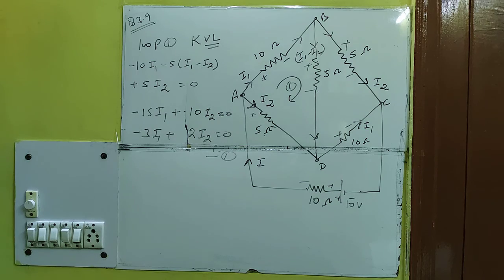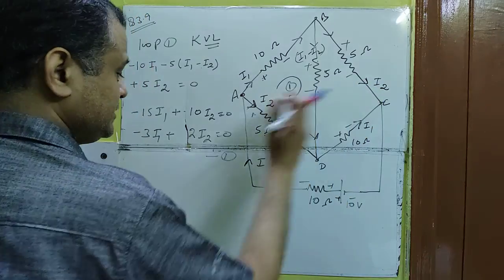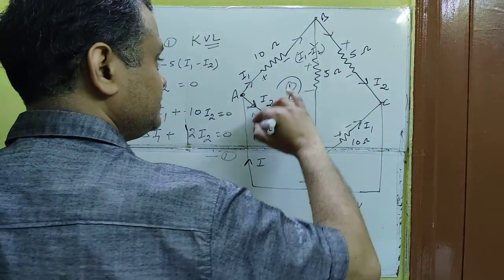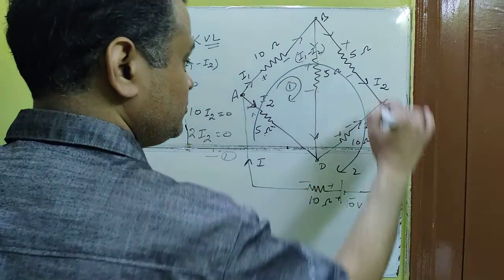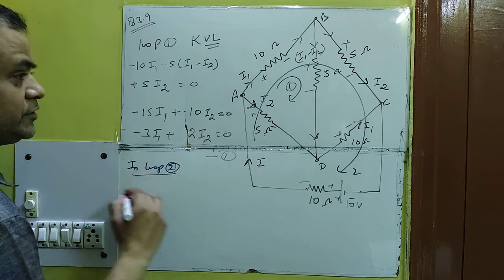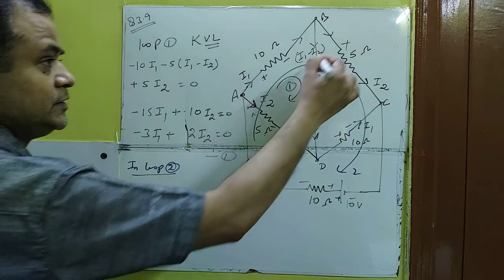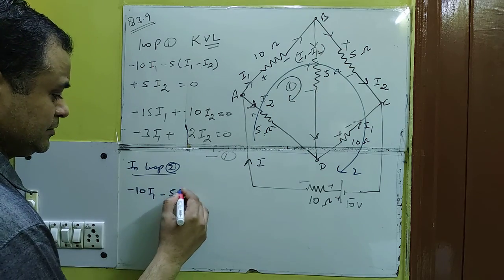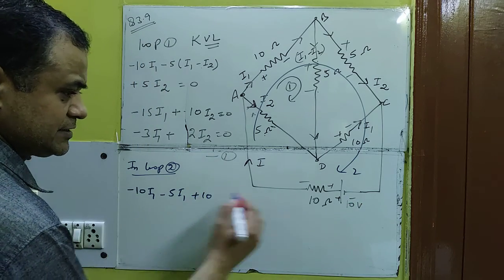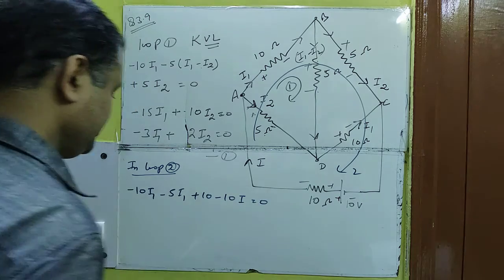Now take the second loop, but don't take this loop because this is a mirror image, so you will get the same equation. So don't take it. You take the outside loop. This one, outside. This is loop 2. In loop 2, what do you get? Plus to minus, minus 10 I1, plus to minus, minus 5 I1, and minus to plus, plus 10, and plus to minus, minus 10 I is equal to 0.